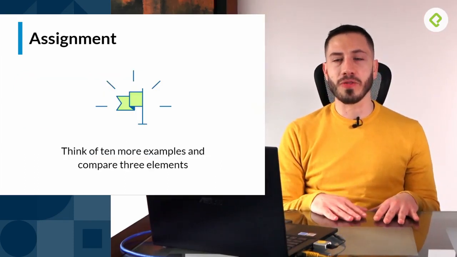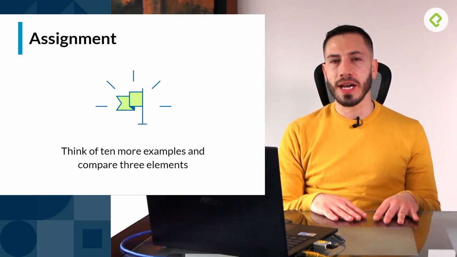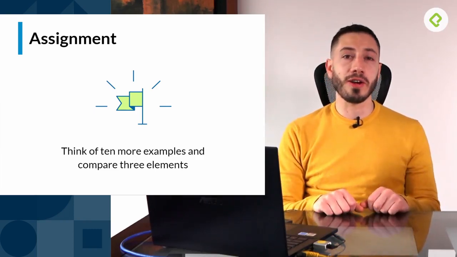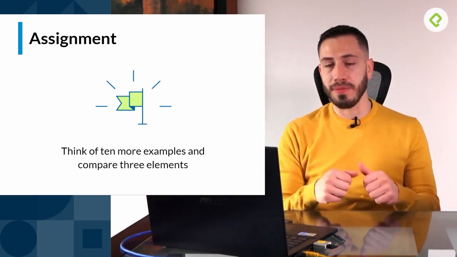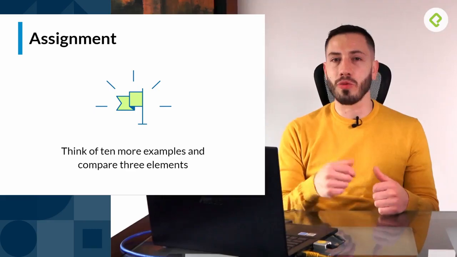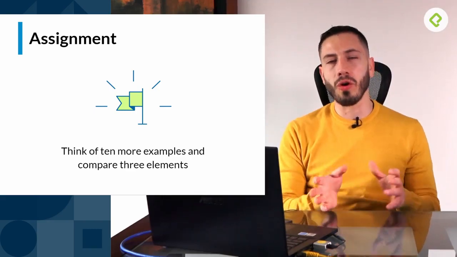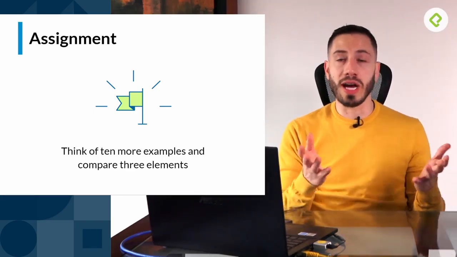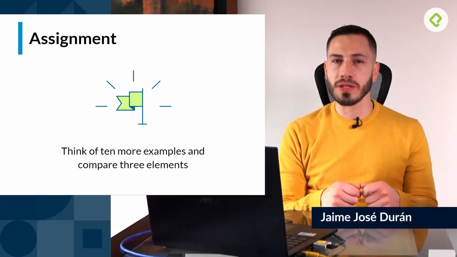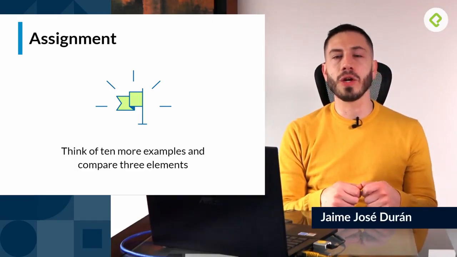There is an assignment, of course, as in every class. I want you to think of 10 more examples where you can compare 3 different elements. Try to think of adjectives that are different to the ones that we've been using in this class. Use all the others from the course or adjectives that you know that we haven't used in this course. Leave your comments on the discussion board and then go to the next class.